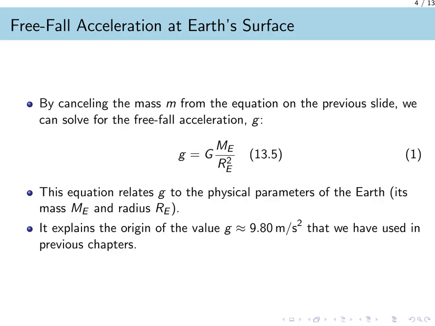This simplification leaves us with the equation shown, g equals the universal gravitational constant G times the mass of the Earth, M sub E, all divided by the square of the Earth's radius, R sub E. When we substitute the known values for G, the Earth's mass, and the Earth's radius, this formula calculates to approximately 9.80 meters per second squared. This is the origin of that familiar value. The essential result is that the acceleration of a freely falling object near a planet's surface depends only on the planet's mass and radius, not on the object's own mass.